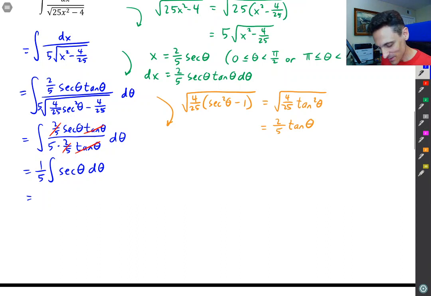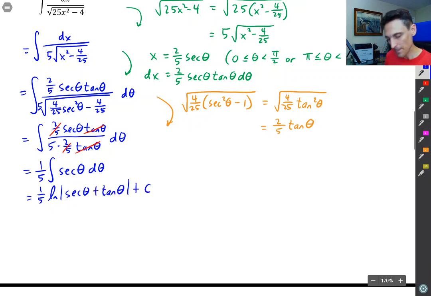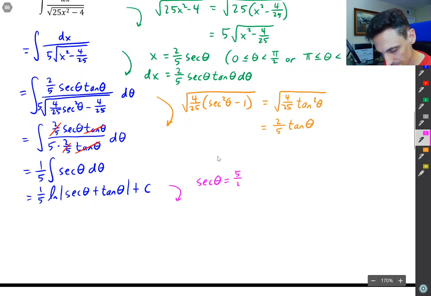So we have secant theta, so that one we might remember is ln times the absolute value of secant theta plus tangent theta plus c. And then we want to go back into x, so we can use that relationship that's set up between x and theta. Remember that it was x equals 2/5 secant theta. So if we multiply both sides by 5/2, we get secant theta equals 5/2 x, or I'm going to write it as 5x over 2.